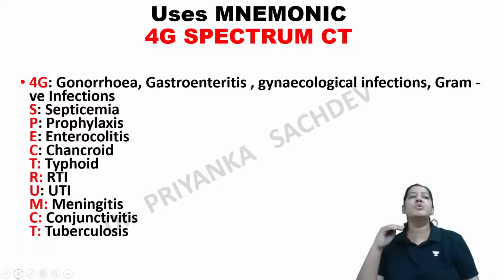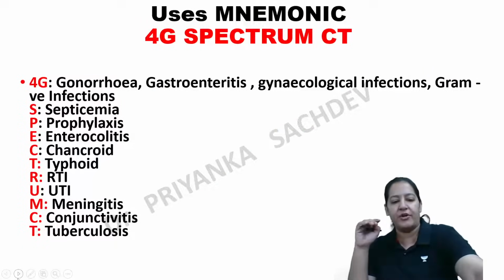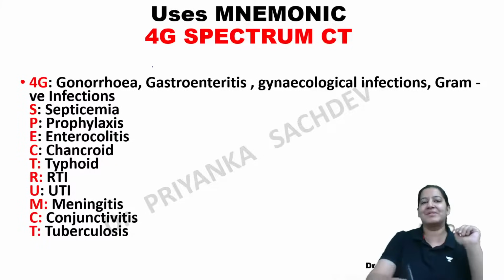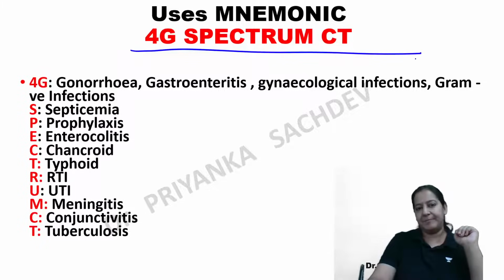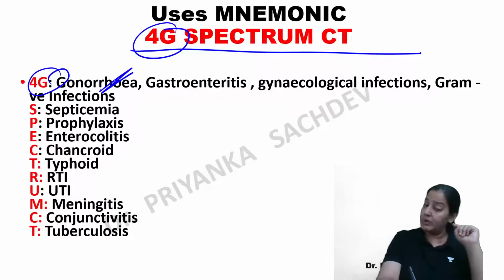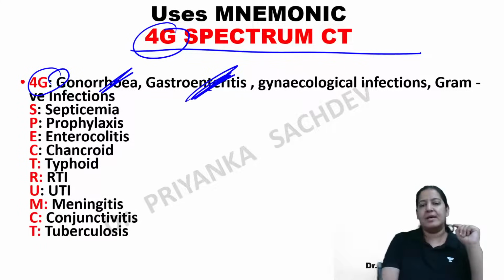I tried my best. Coming to uses. For uses, I'm having a mnemonic for you. As I've told you, these are broad spectrum. So everything is there in the uses. The mnemonic is 4G spectrum CT. 4G. What are the 4G? They are used in gonorrhea, gastroenteritis, gynecological infections, and gram-negative infections.